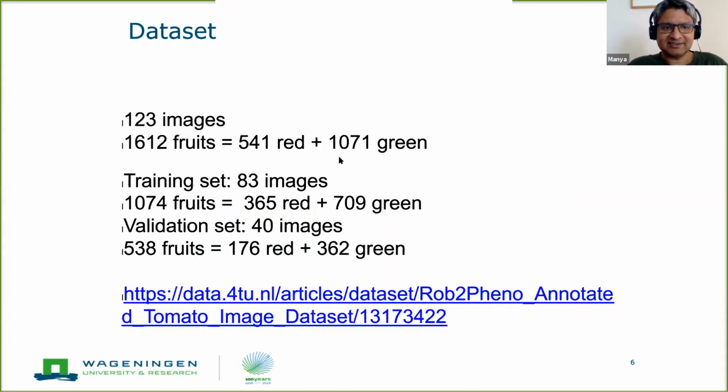So finally, the data set that we were able to obtain through the manual annotation had 123 annotated images with a total of more than 1,600 fruits. With this breakdown, there were more green, or unripe, fruits than the ripe ones. And we followed roughly a 2/3, 1/3 split between the training and validation set for the results that we reported in this work.